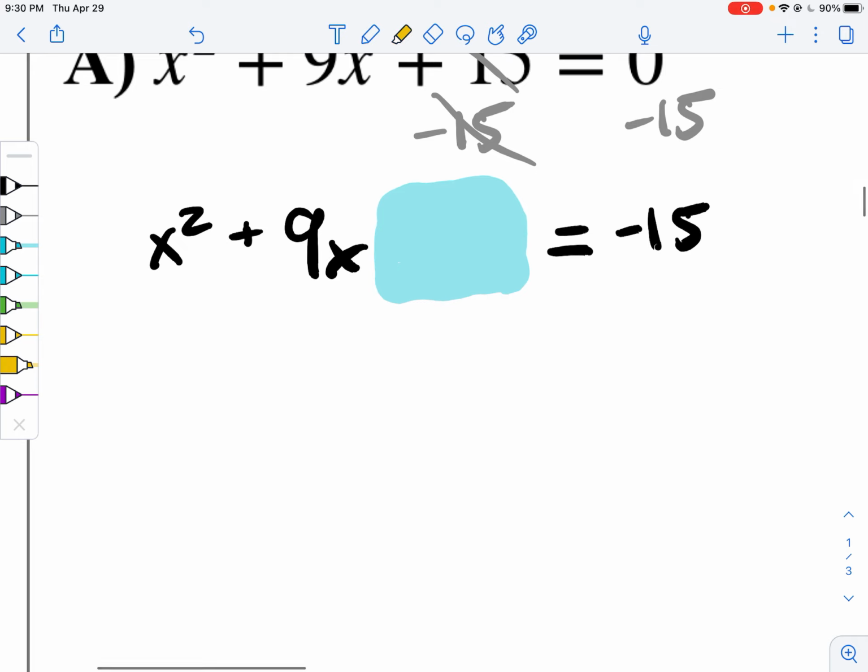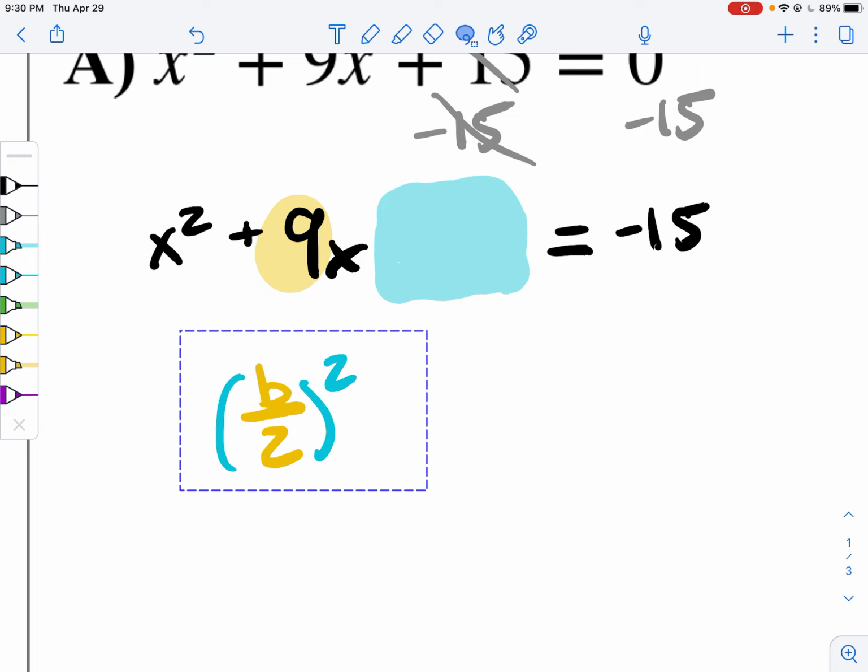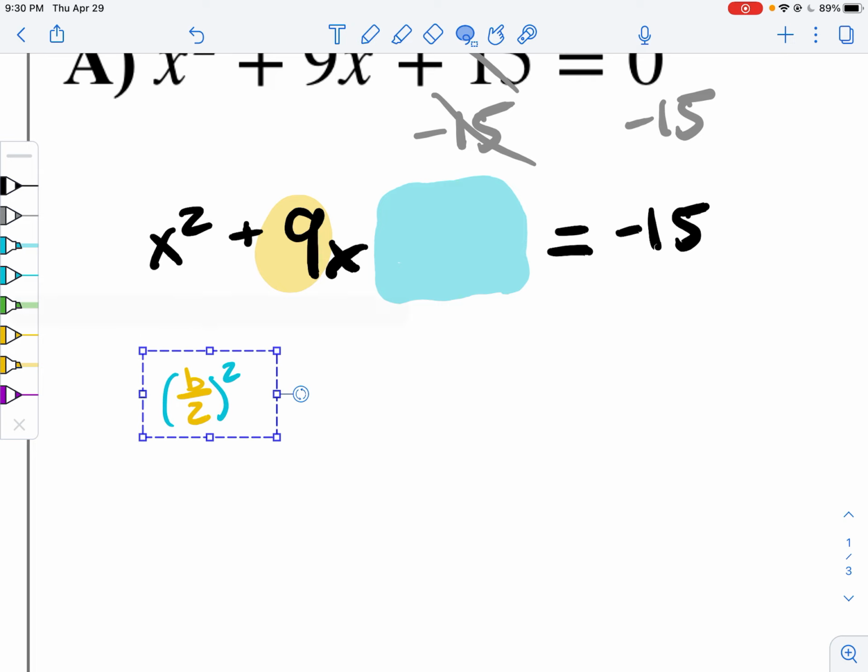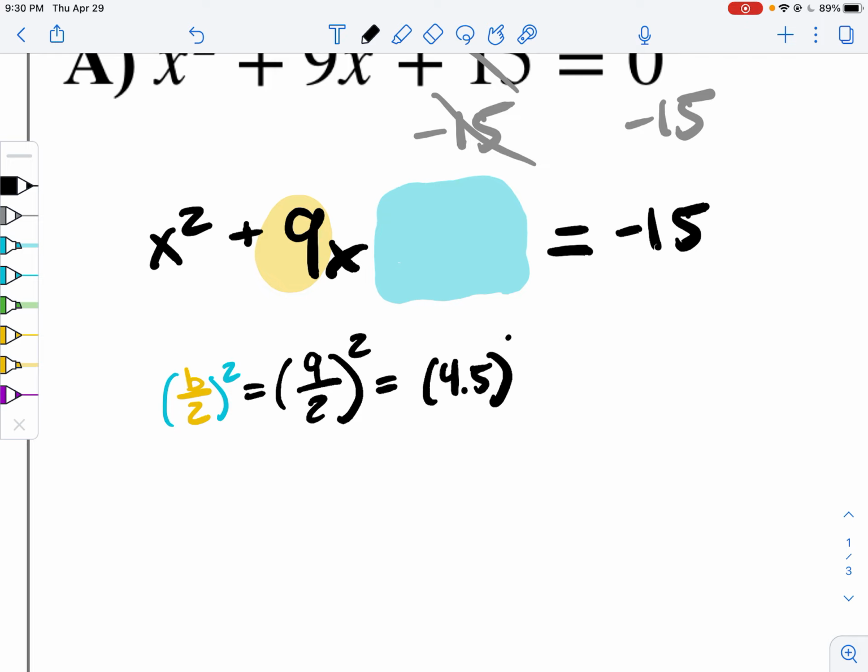But what do we add? Oh, I'm so glad you asked. We need to take our b value, divide it by 2, and then square it. I'm going to do that every single time. In this case, our b value is 9. 9 over 2 squared. Oh, that's gross numbers. Who picked gross numbers? Oh, well. It is 4.5 squared, which is 20.25.